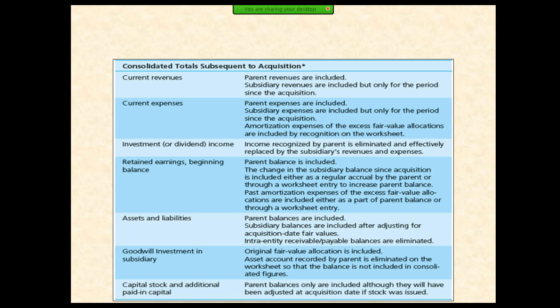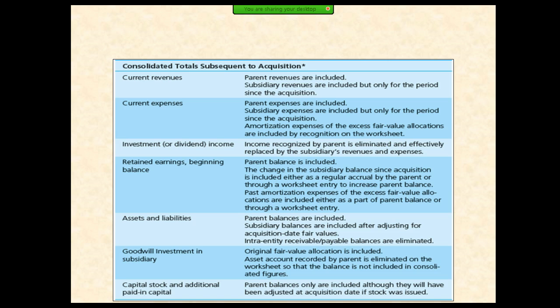Related to our assets and liabilities, as you can see here, the parents are included in everything. The subsidiary balances get included once we adjust them at acquisition date based on fair values. So we're not going to use those book values. We're going to continue to use those fair values at acquisition date. And we'll make sure and eliminate any intra-entity transactions as it relates to payables and receivables.